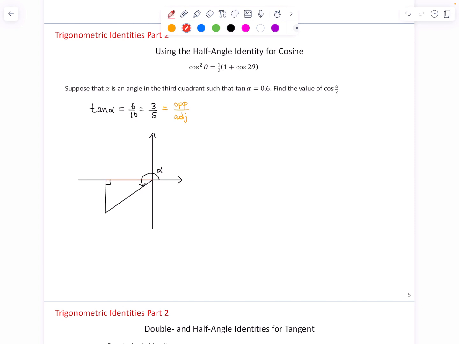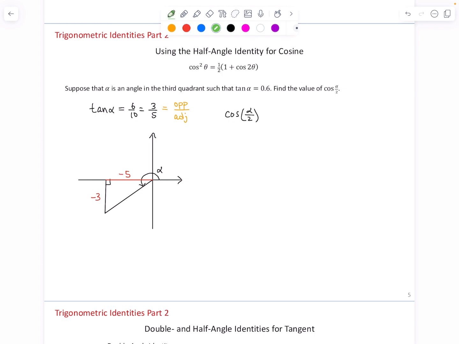Make a reference triangle and label our opposite and adjacent. Well, we're in the third quadrant, so they both need to be negative, but the tangent will still be positive 3/5 because a negative divided by a negative is a positive. We will find the hypotenuse if necessary. Now we're asked to find the cosine of alpha halves.